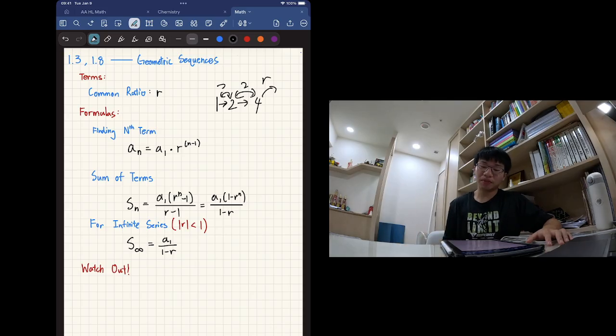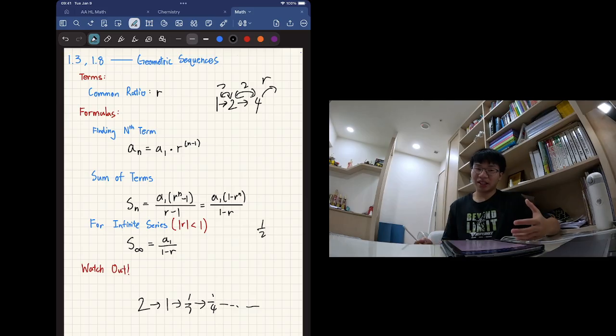And for the sum of terms, there are two different forms for it. It's basically the same thing. The one thing about special geometric sequences is that if the absolute value of r is less than 1, then the sequence will slowly converge, right? For example, if r is 1/2 and you start at 2, you get 2, 1, 1/2, 1/4, and so on.